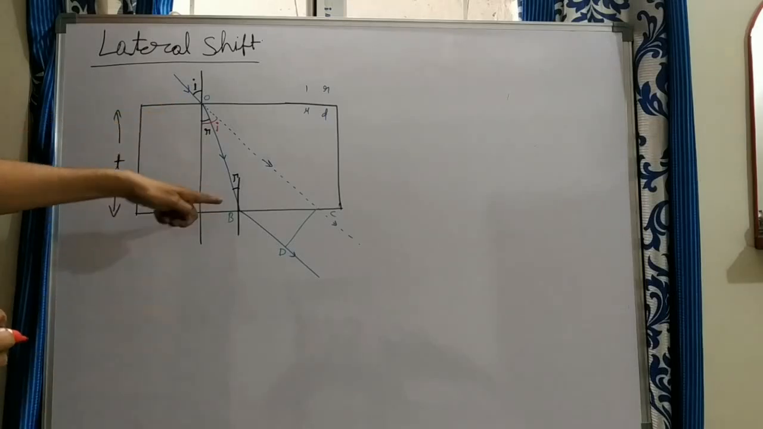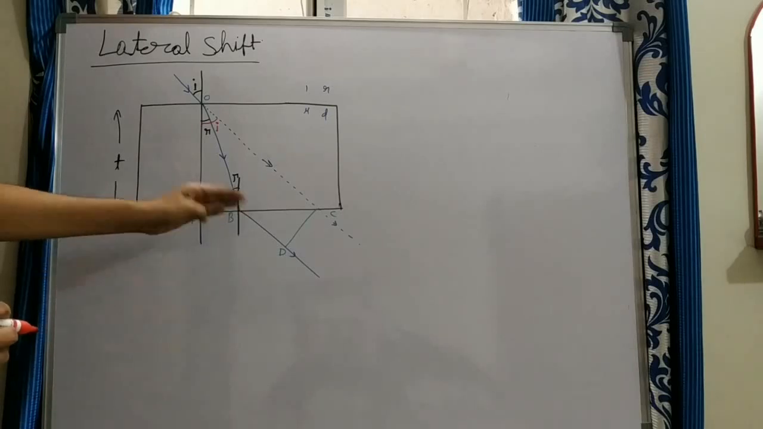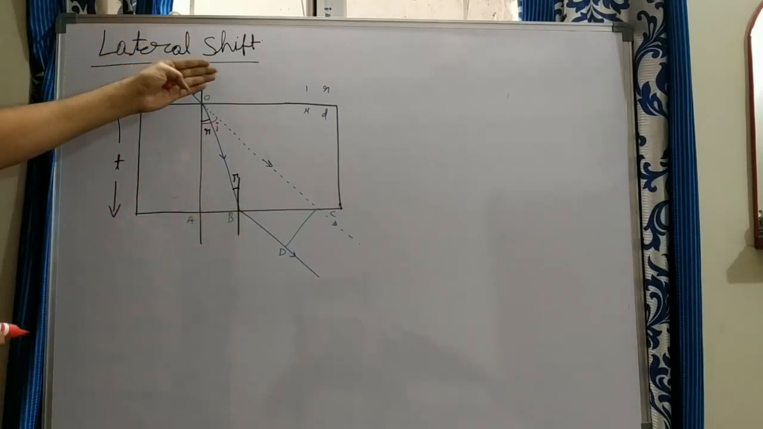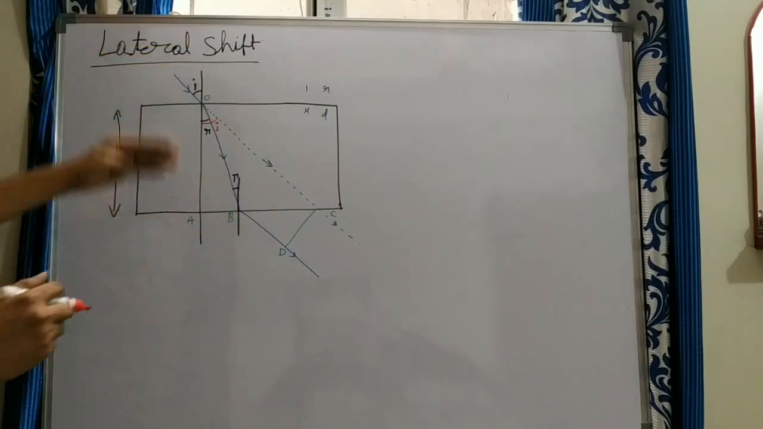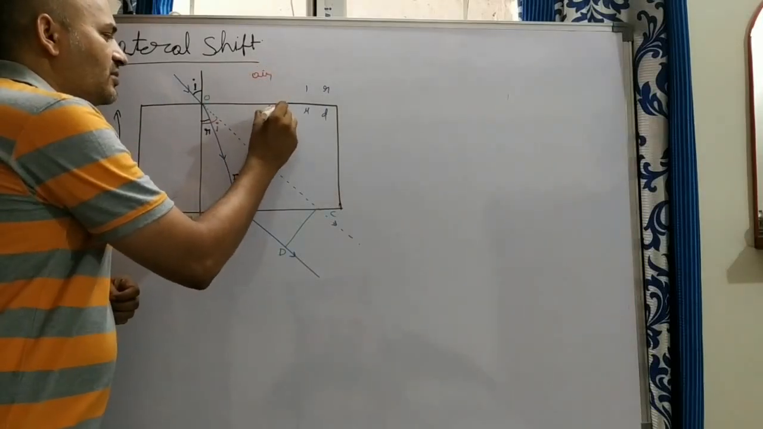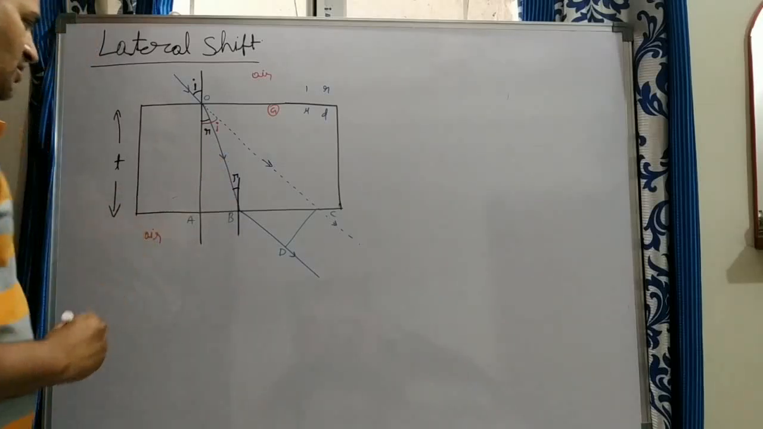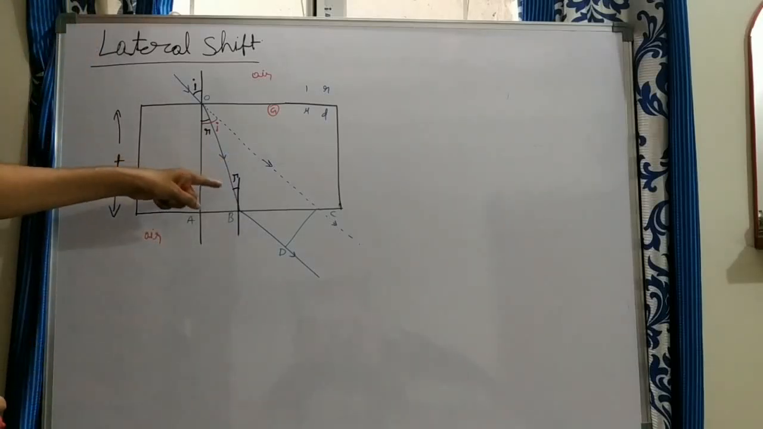That refracted beam is incident on the second surface of the slab, and it is refracted into air again. It came from rarer medium to denser, and again from denser to rarer. So here air, glass slab, and again air. Finally it comes out into air. That means here again it will be refracted.